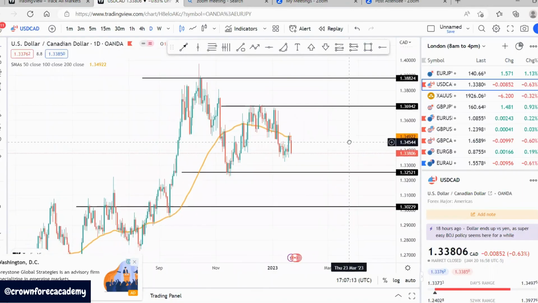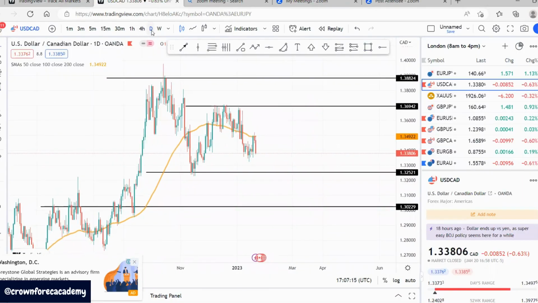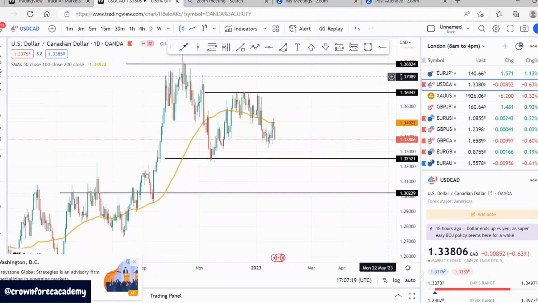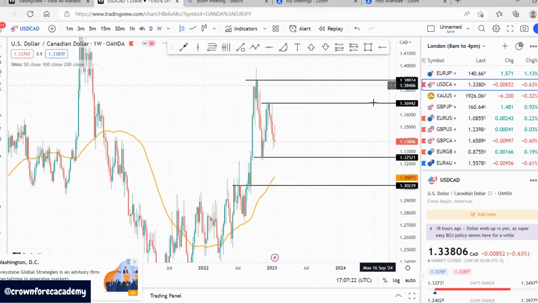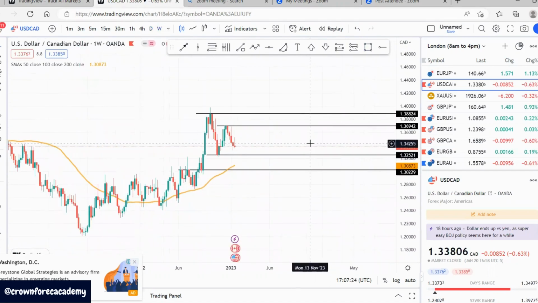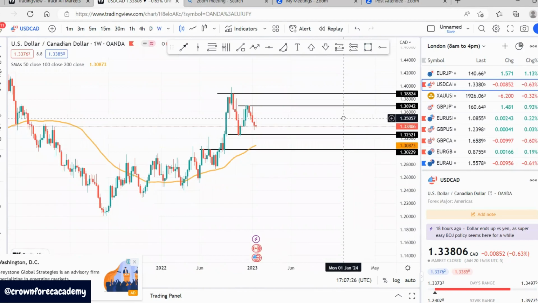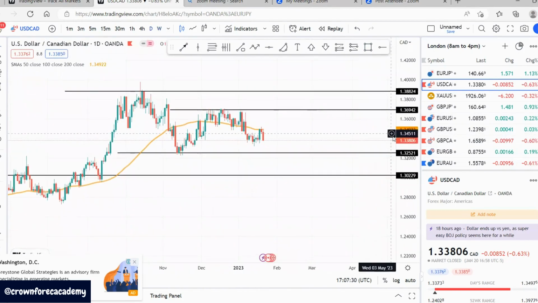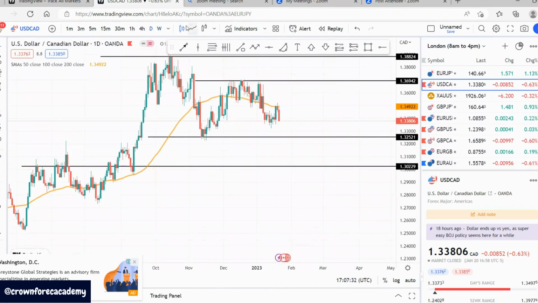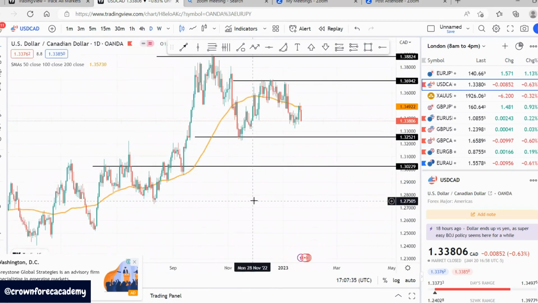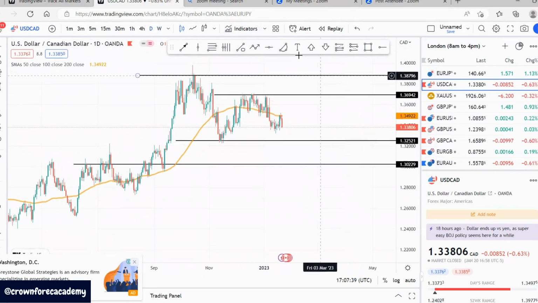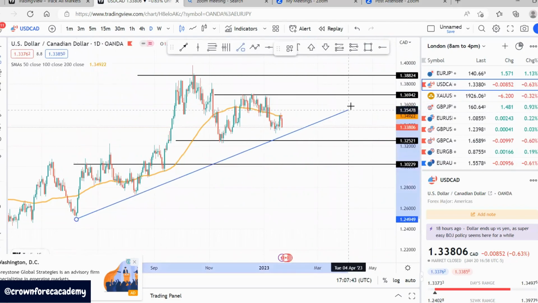This is USDCAD on the daily time frame. Let's see what's happening on the weekly time frame. Okay, yeah, we have the daily time frame. I think I can see some possible entry. So let's plot our trend line.